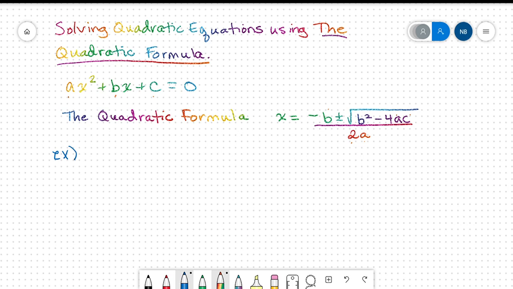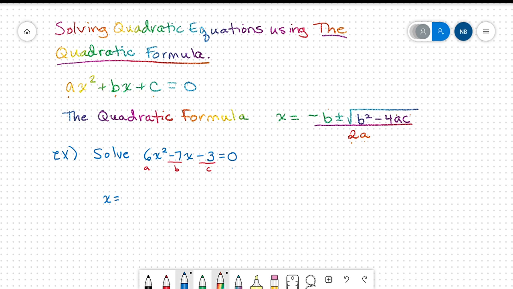Our first example is solve 6x squared minus 7x minus 3 equals 0. Because all the terms are on the same side and we already have the equal 0, we can identify A, B, and C immediately. Notice the sign in front of the term belongs to the term. So A is positive 6, B is negative 7, and C is negative 3.